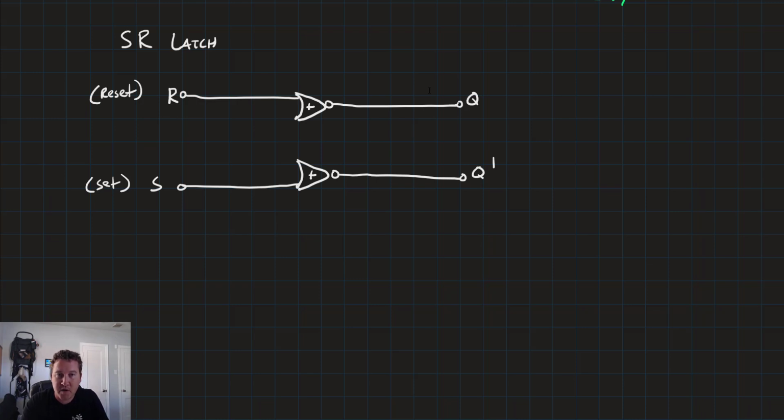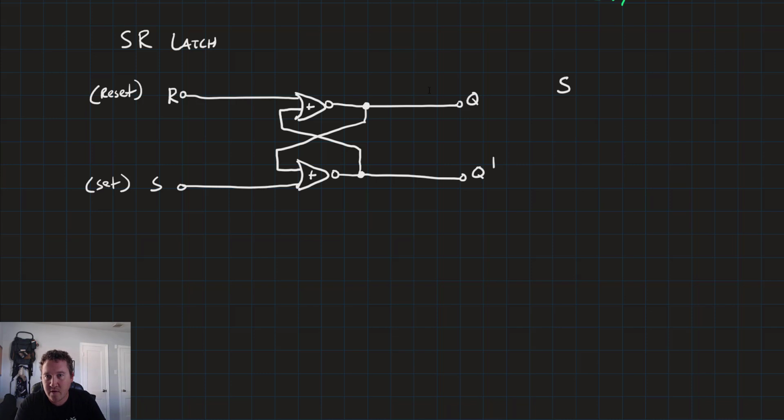Now here's the fun part. We take the Q signal, and we're going to route it back around to be the input of the NOR gate that's taking from set. And we'll do the same thing with the Q naught signal and wrap that around. So now let's take a look at how that behaves.